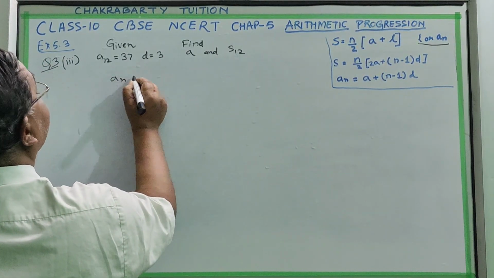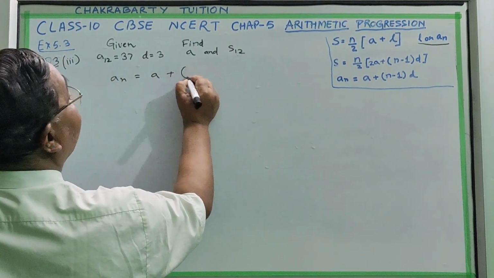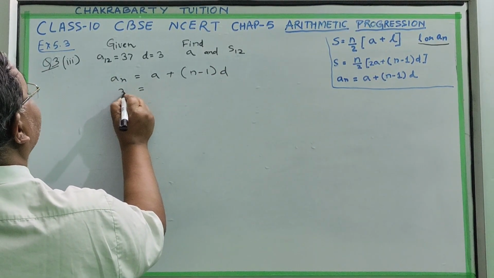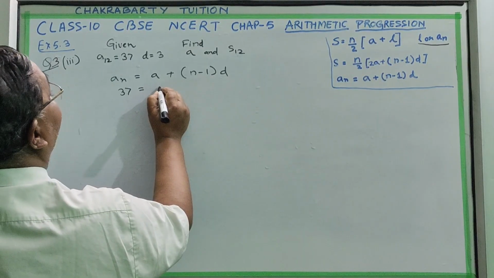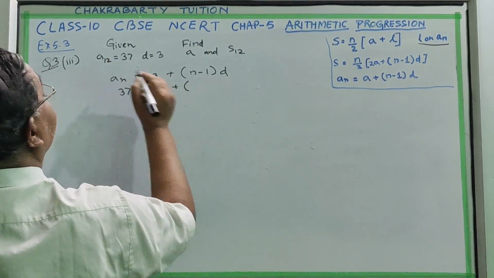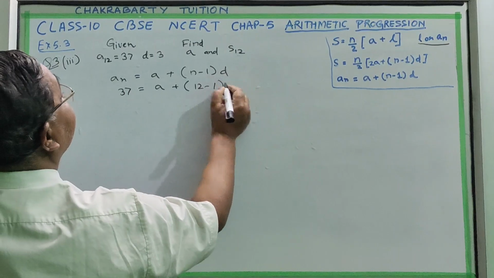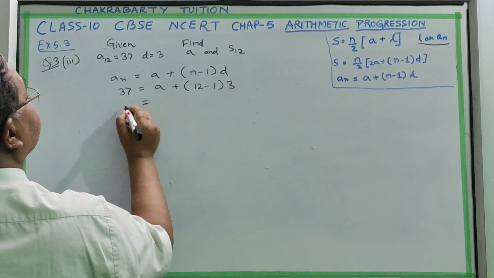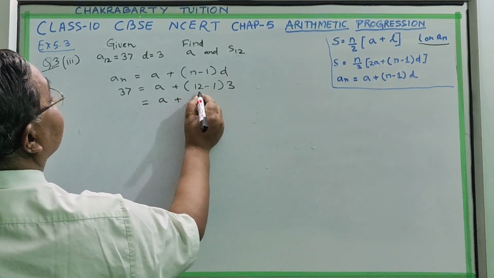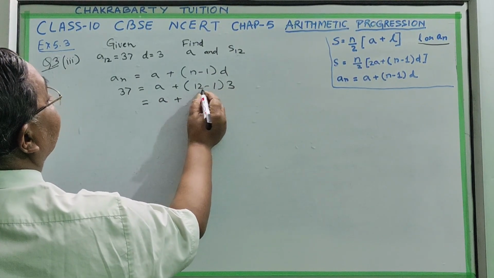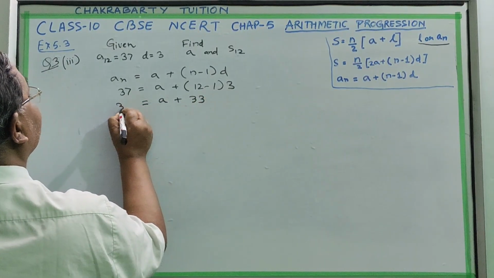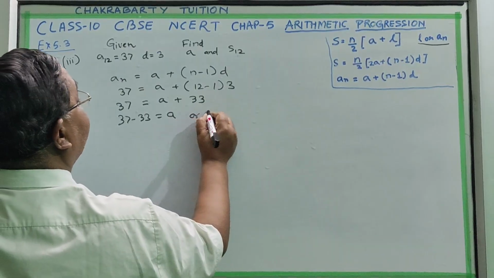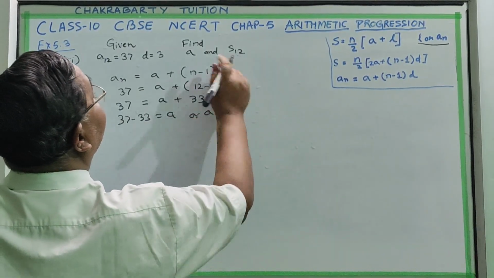An is equal to A plus (n minus 1) d. So An is 37, A is not given, n is 12, minus 1, and d is 3. A12 means 12 terms are there. So A plus 11 into 3, 11 into 3 is 33, equal to 37. So 37 minus 33 is equal to A, or A is equal to 4. So A we have found out.